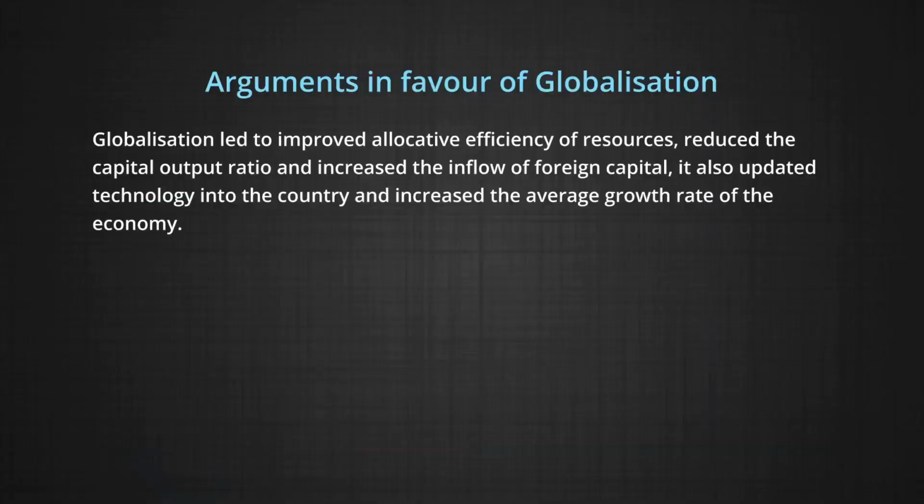Number 1, globalization led to improved allocative efficiency of resources, reduced the capital output ratio and increased the inflow of foreign capital. It also updated technology in the economy and increased the average growth rate of the economy. It led to an increase in the flow of goods and services among countries. As a result, world trade has flourished.